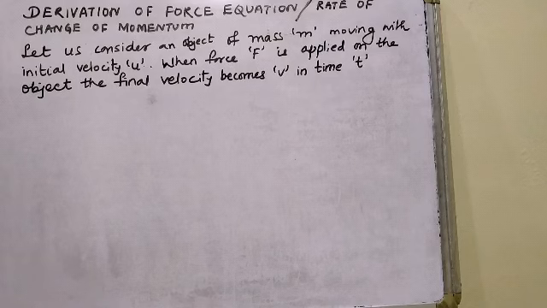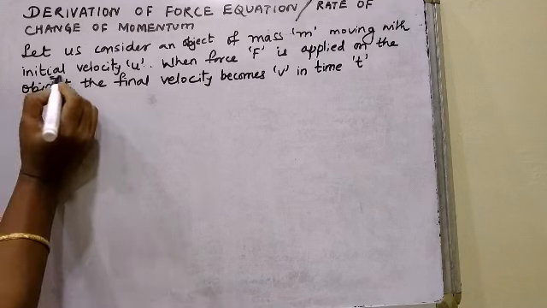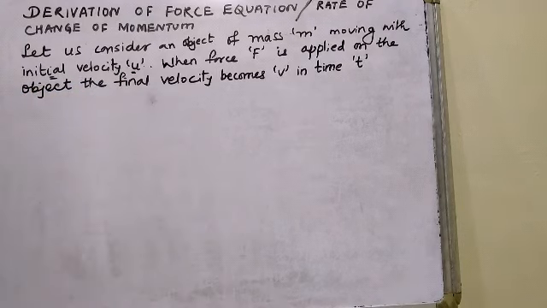So now let us see how to derive the force equation, or let us see how to calculate the rate of change of momentum. So for this we are going to consider an object, and that object has mass m and the object is moving with initial velocity u. As we have already seen in the topic motion, initial velocity is the starting velocity, which is always denoted with u, and the final velocity is always denoted with v. Okay, so now we are going to consider an object of mass m moving with initial velocity u.